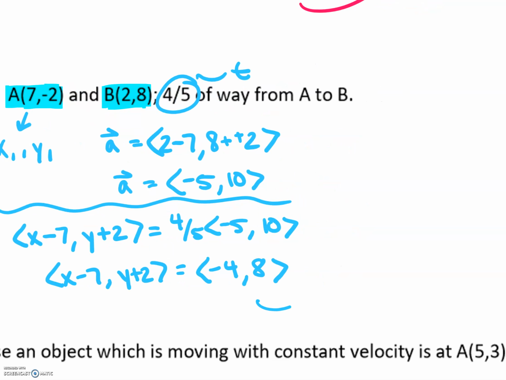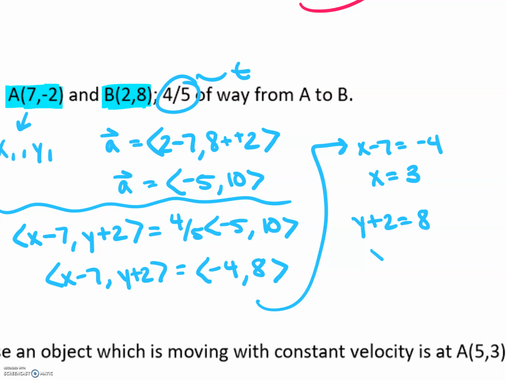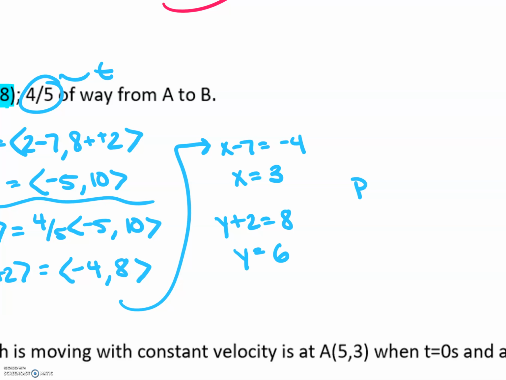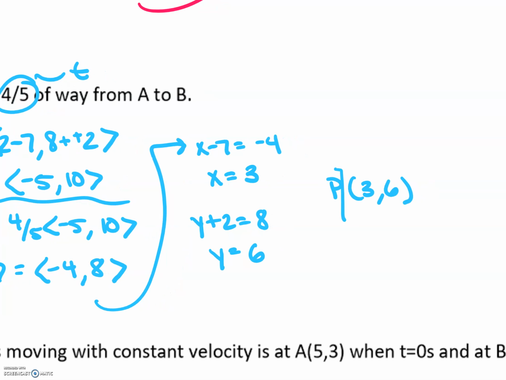So again, I'm just going to take my x coordinates and set them equal to one another. So I'm going to get x equals positive 3. Then I'm going to set my y coordinates equal to one another. So I'm going to get y equals 6. So therefore the coordinates of my point P would simply be (3, 6).